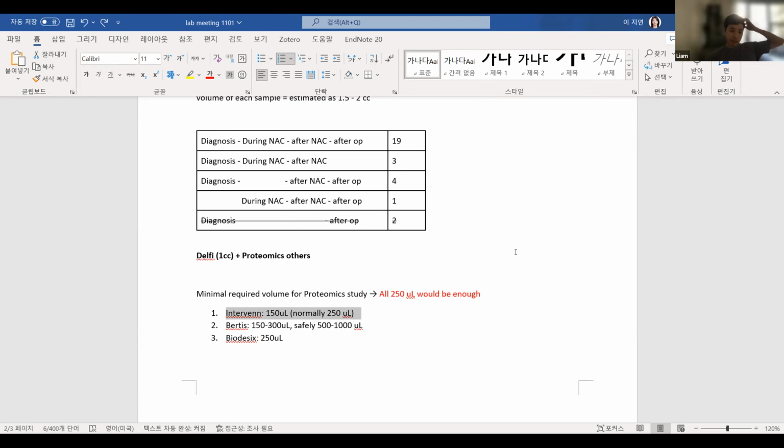Dr. Chen, I have two questions. One is, we actually have meetings coming up with all of these companies. We're meeting with Biodesix at 12 today, which I need to talk to you about later, and then we have another meeting coming up with Bertis and also Intervent in the next couple weeks. Yeah, send them the proposal so that they can read in advance.